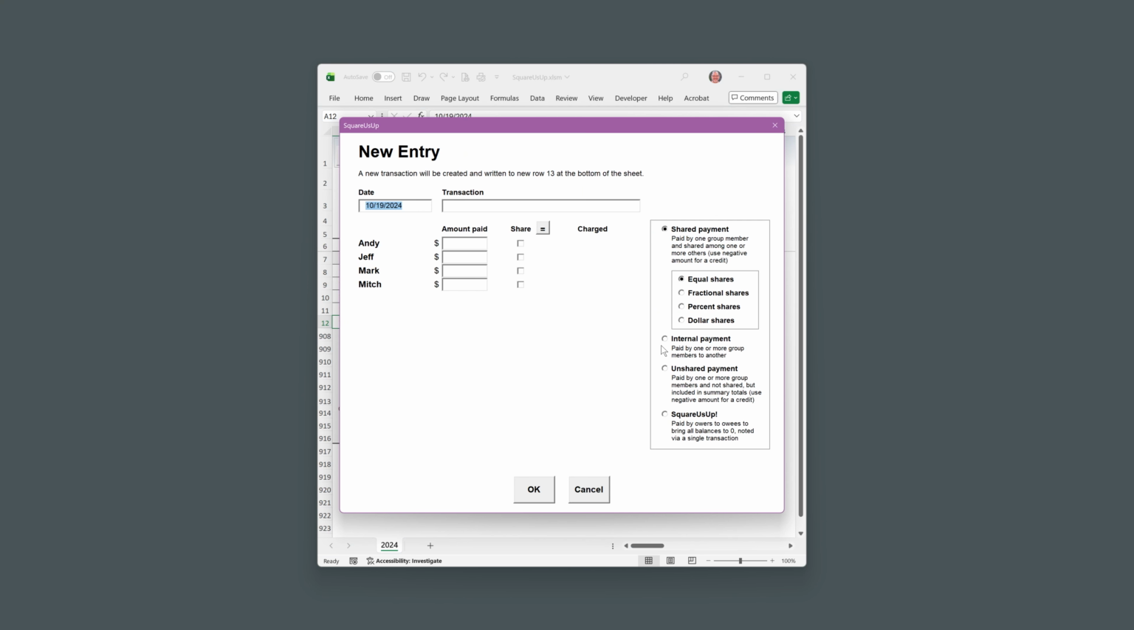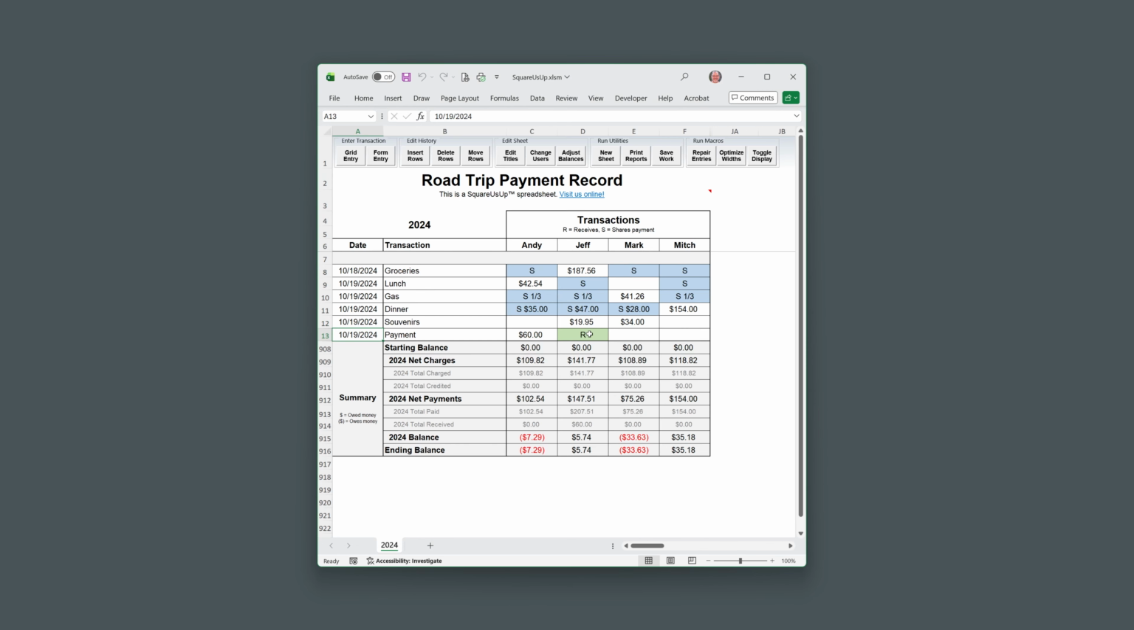At this point, Andy wanted to relieve his debt, and he made a payment of $60 to Jeff. This is called an internal payment. It goes from one group member to another. And this uses a second code where the S's indicate a shared payment and R indicates the receipt of money from someone else in the group. In this case, Andy paid $60 to Jeff. This brought down Andy's debt by $60, and it meant that Jeff is now owed $60 less.